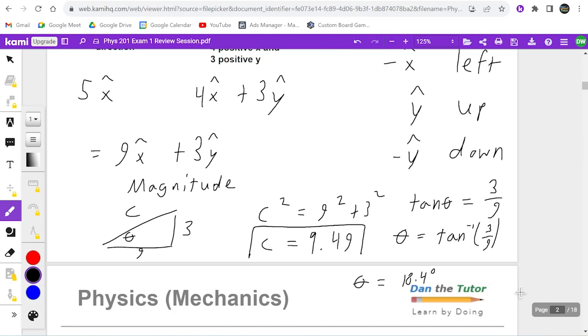Okay. I just have a quick question. Go ahead. So with tangent, when you do the inverse tangent, do you always do y over x? Yes. Well, no, actually that's a good question. It depends. It's always opposite over adjacent, and most of the time it's y over x. But it's always opposite over adjacent.